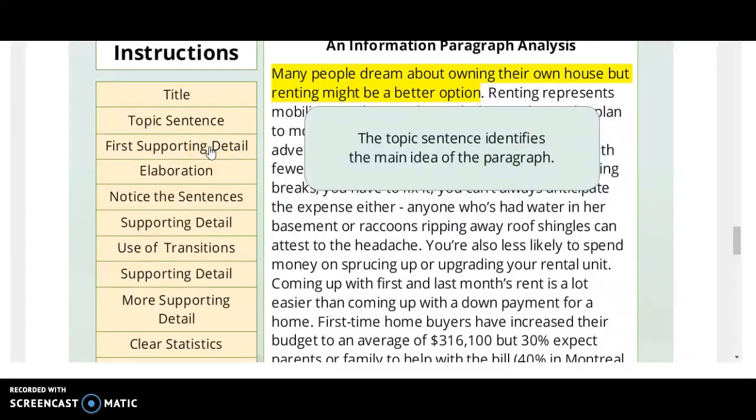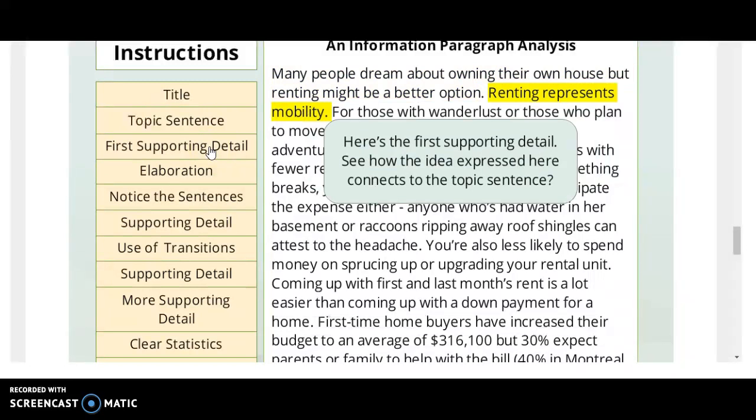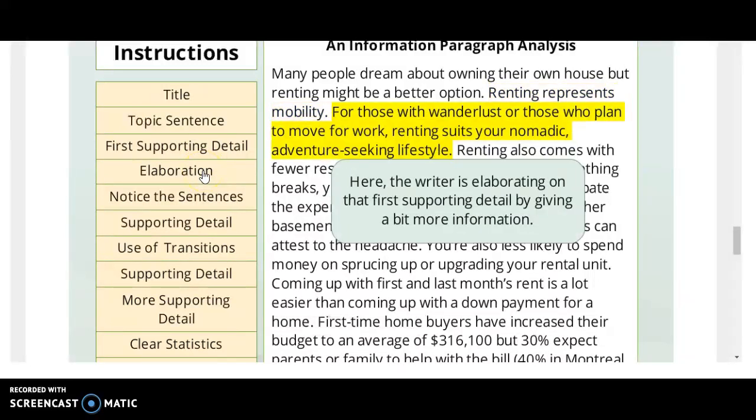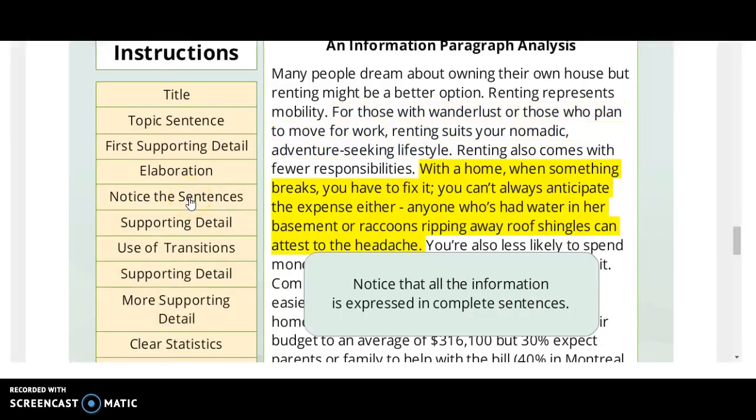Then we go right into the first supporting detail. Renting represents mobility. Super important to know and to understand. Then it is important to continue to elaborate on that point, further emphasizing the example and the detail. For example, for those with wanderlust or those who plan to move for work, renting suits your nomadic adventure-seeking lifestyle. What I want to draw your attention to at this point is that we are writing in complete sentences, and it is very important to know that.